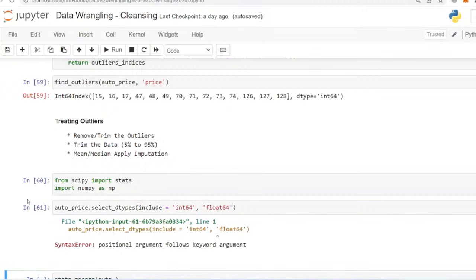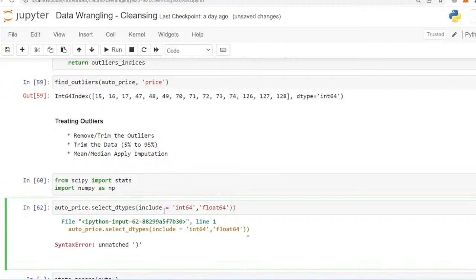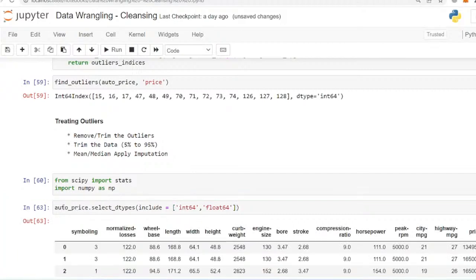Yes, that's correct. I think one closing bracket is missing in your code, not exactly what you have written. Oh, I have not mentioned the square brackets. No, it is fine.